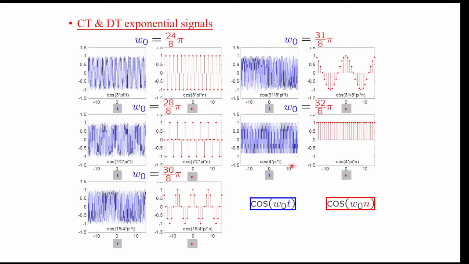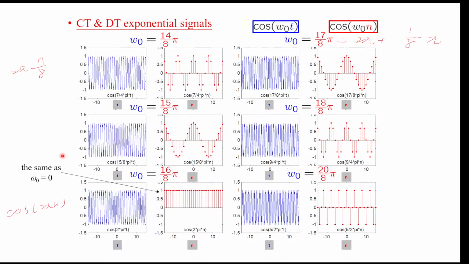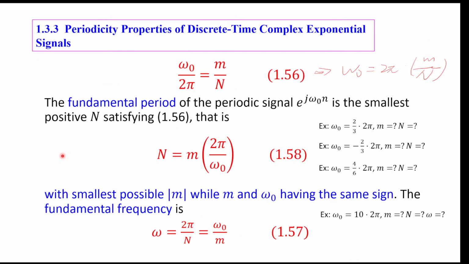Okay, and I think we have a bit more exercise where you determine the fundamental period and the fundamental frequency of discrete time sinusoidals and discrete time complex exponentials, but we are a bit short on time. I guess we can do some example here. Okay, so for example, we can think about when omega equals 2 over 3 times 2 pi.